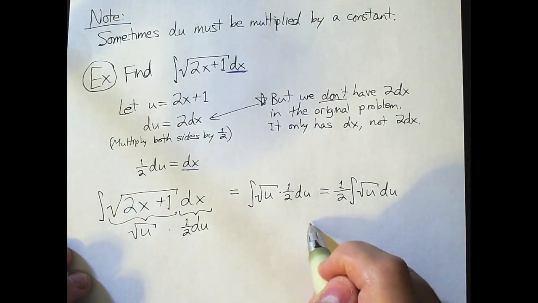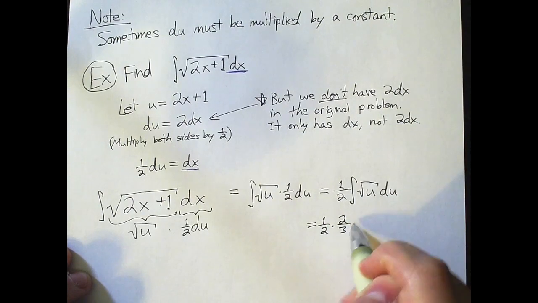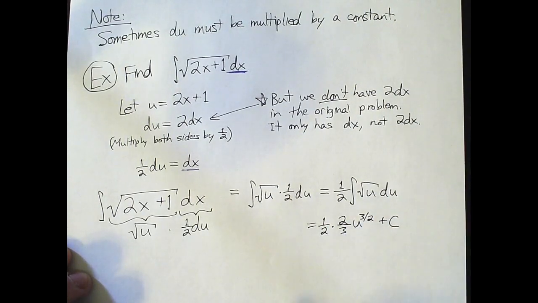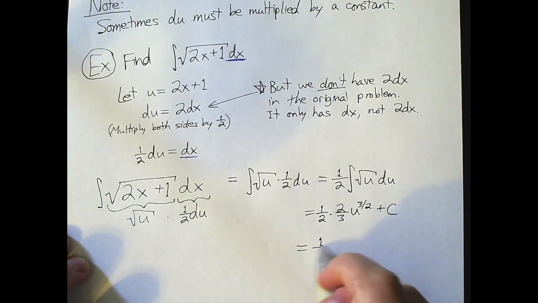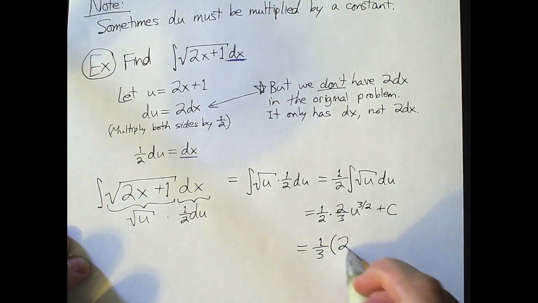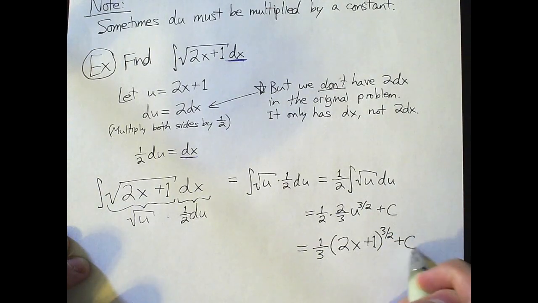All right, so we get 1/2 times 2/3 u to the 3/2 plus c. And then we have to multiply the 1/2 times 2/3 to get 1/3. And let's get this back into terms of x. 2x plus 1 to the 3/2 plus c.